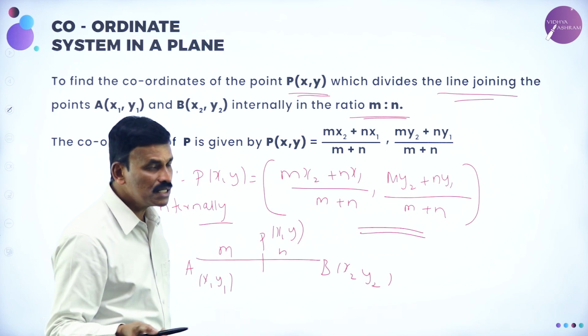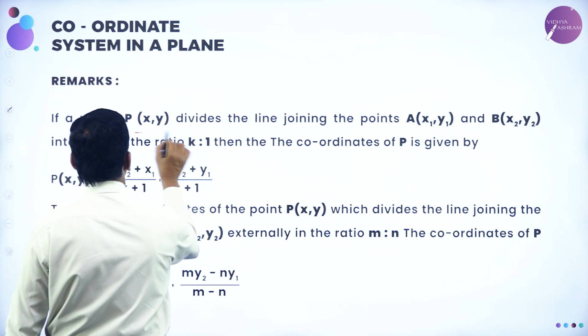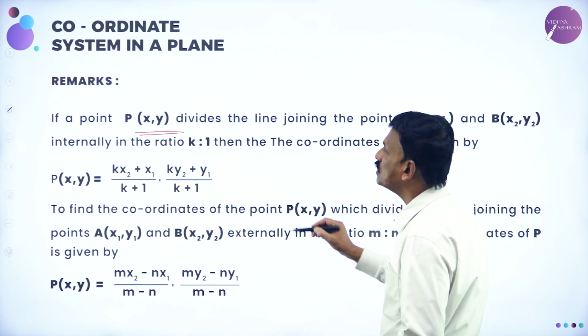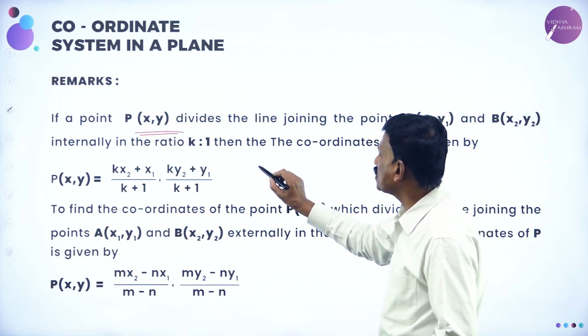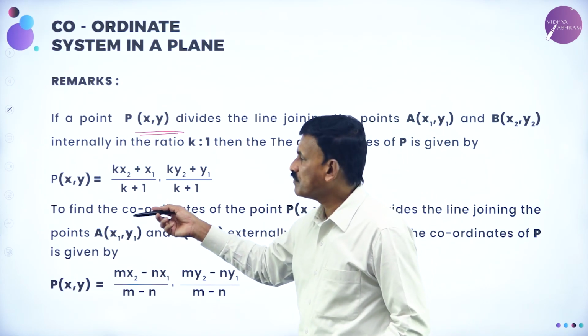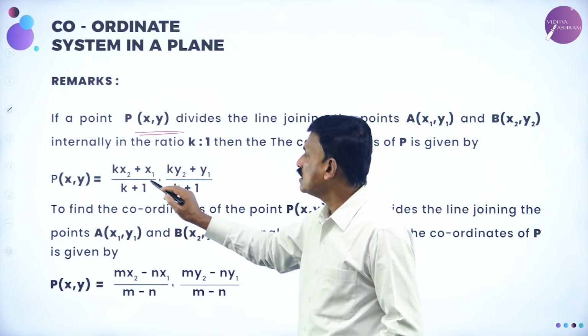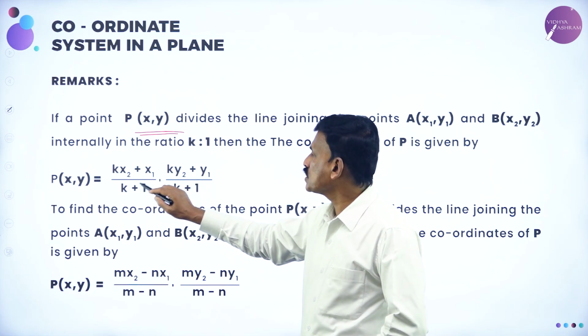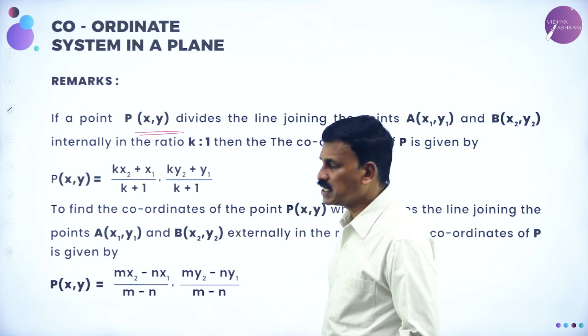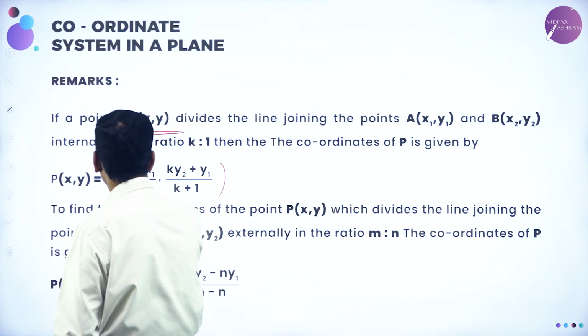Similarly, if a point P(x, y) divides a line joining A(x1, y1) and B(x2, y2) internally in the ratio k:1, then the coordinates of the point are given by, instead of m and n, it is k and 1: (kx2 + x1)/(k + 1), (ky2 + y1)/(k + 1). This is the internal division.